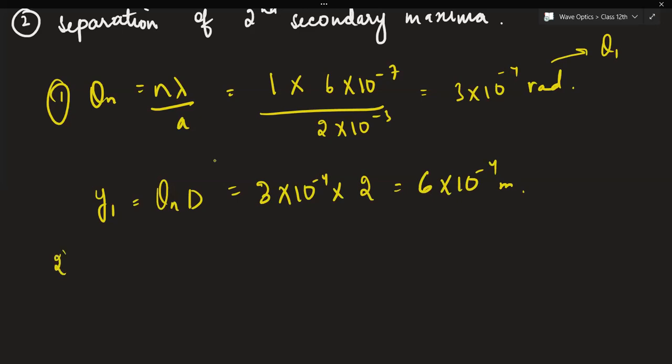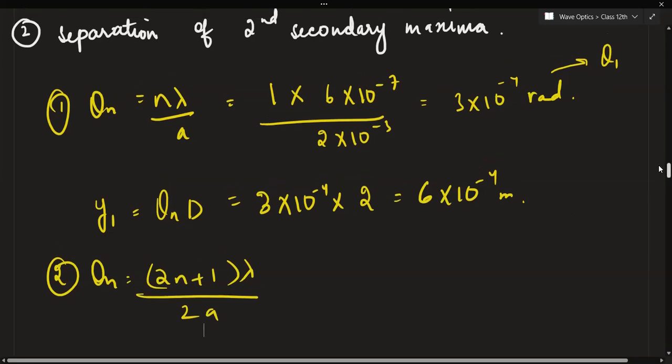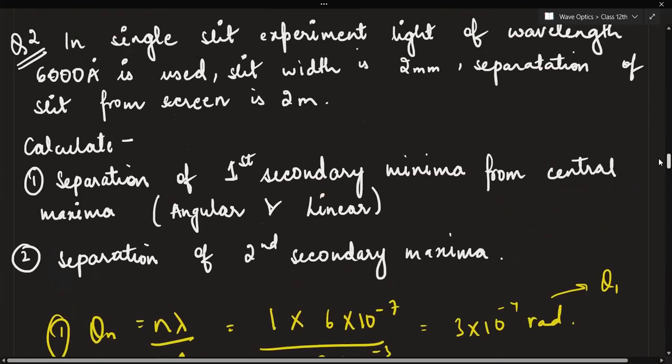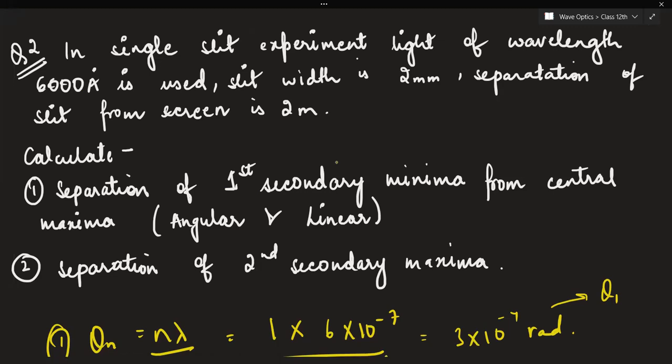Same way, if you want to calculate for the second part, the difference will just be in the formula, (2n+1) lambda by 2a. Formula based class. All the questions are formula based. That's why I'm not even doing so many questions. Just like this, all the questions are. Note it down. Then now the intensity distribution curve for diffraction I'll show you. And almost we are towards the end of this topic.